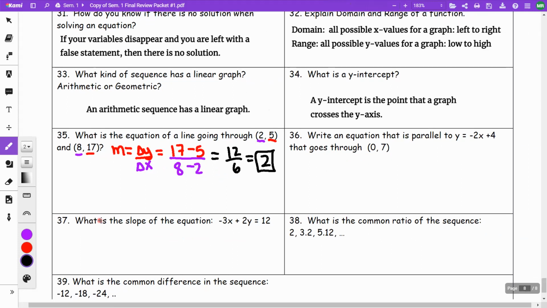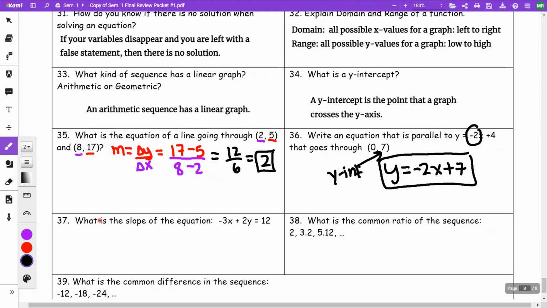Write the equation of a line parallel. So parallel means same slope. So I'm going to have y is equal to negative 2x, and then this is a y-intercept, so plus 7. So that is my line.